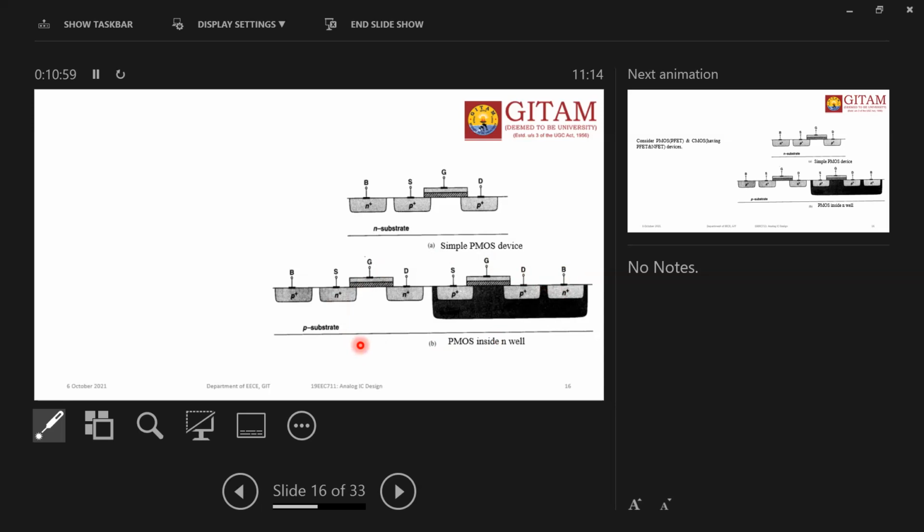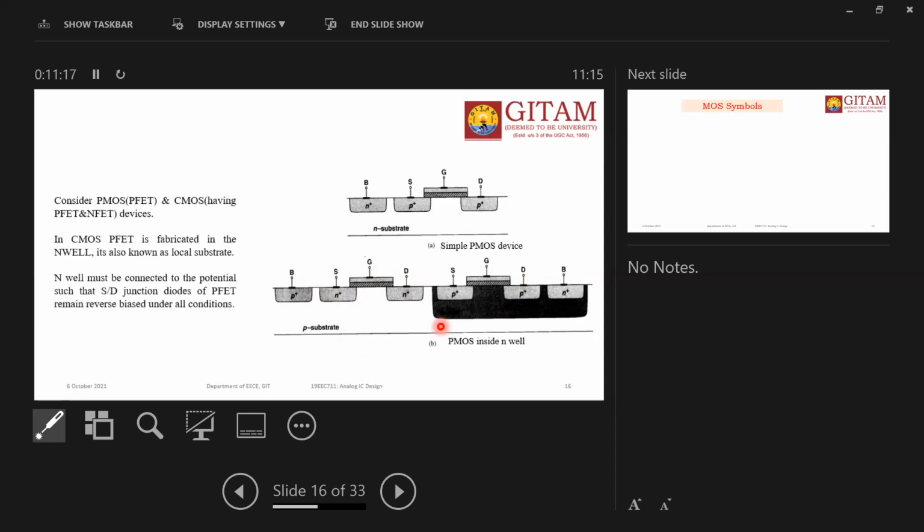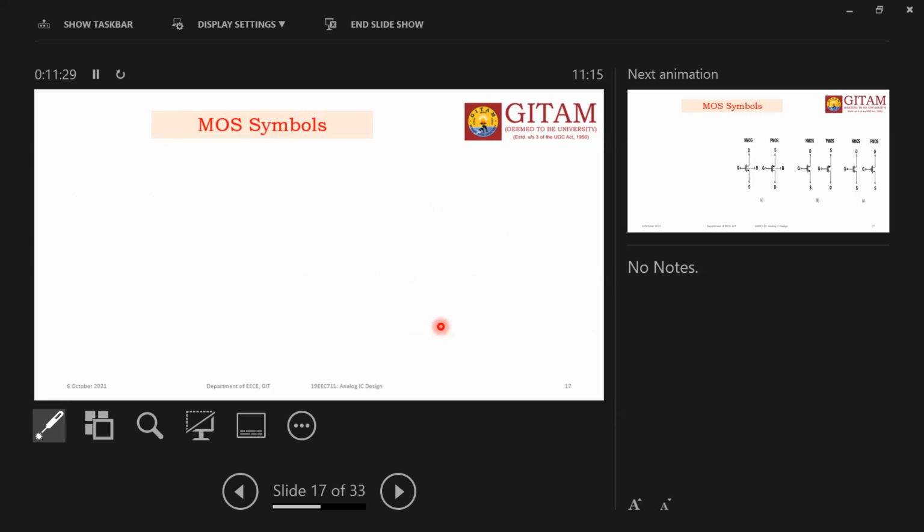The substrates or bulks act as the body for the respective transistors. For this NMOS transistor, this is acting as the body. For this PMOS transistor, this is acting as the body. Same thing. Consider the PFET and CMOS devices. In CMOS, the PFET is fabricated in the N-well. So that is the local substrate.